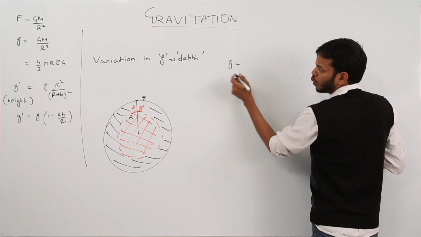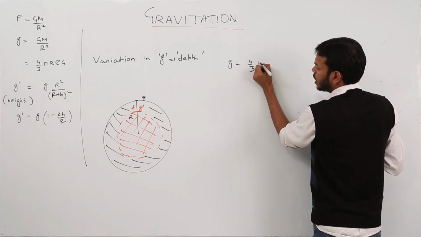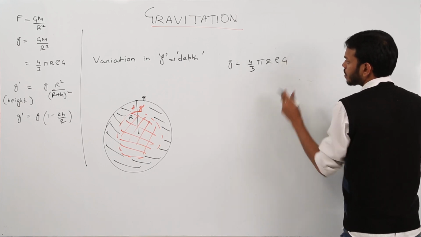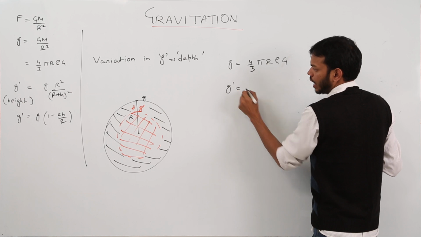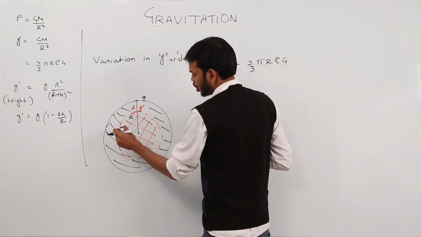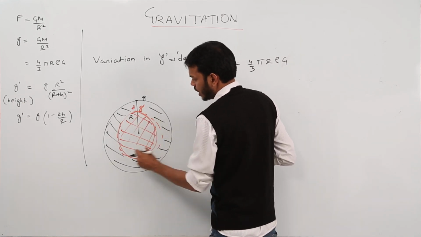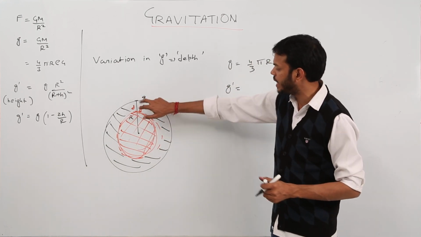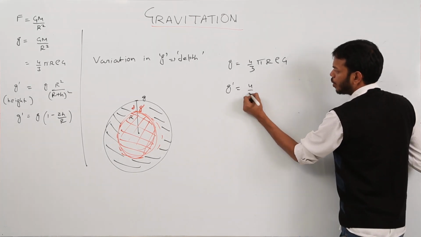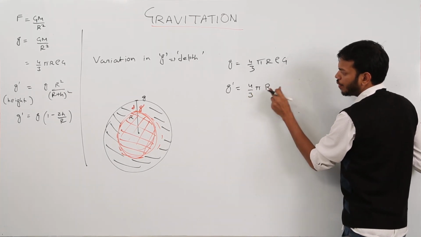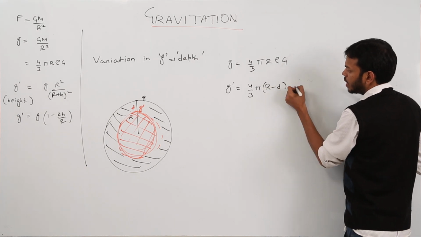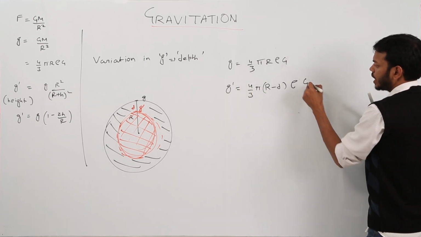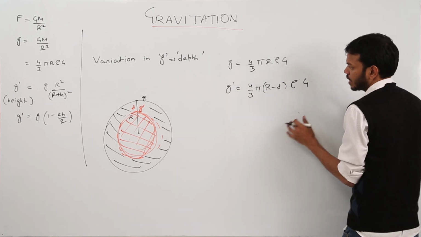g is equal to what? 4 upon 3 pi r rho G, right? This G is capital G. So g dash at this much depth is due to this sphere of radius. What is the radius now? The radius is the entire r minus d. So g dash will become 4 upon 3 pi, instead of r, I am writing r minus d, rho, because density is constant throughout the earth, so density is same, and even the constant of universal gravitation.